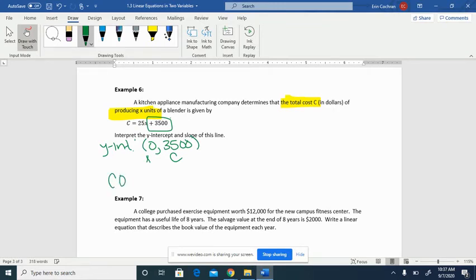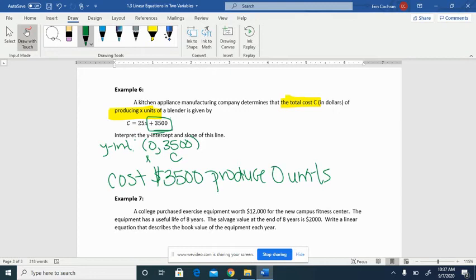So we know my cost is $3,500 when we produce x units, which in this case are 0 units. So to start this company, it costs us $3,500 automatically before we even produce any units of a blender.